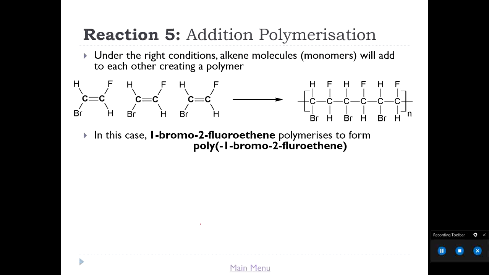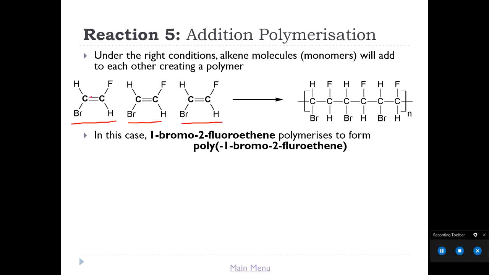Okay, so under the right conditions, molecules, which we refer to as monomers. So for example, here is one monomer. Here's a second monomer. Here's a third monomer of one bromo-2-fluoroethene. So we have three monomers. They add together, creating a polymer, meaning many mers or many units. They bond using the double bond.